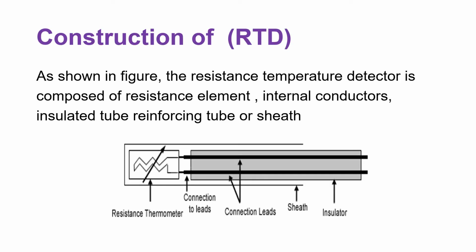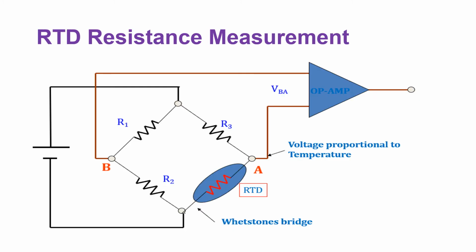Now the construction of RTD, as shown in the figure: the resistance temperature detector is composed of the resistance element, then internal conductors, then insulated tube, reinforcing tube or the sheath, means the resistance thermometer, then the connections to the lead, then the sheath or insulator. Then the RTD resistance measurement.